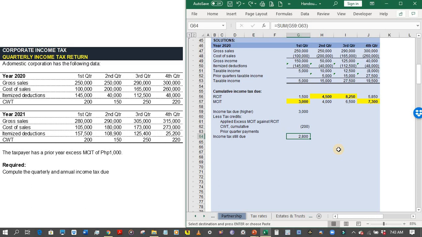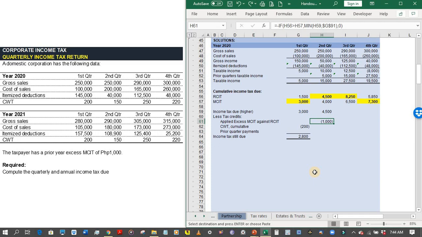So now let us proceed to second quarter. So for the second quarter, the cumulative income tax due is 4,500, which is RCIT, because this is higher compared to the MCIT. And since the higher amount in second quarter is already the RCIT, it means that we can now apply the excess MCIT against 4,500. And the amount allowed as a deduction from the 4,500 shall be the lower amount between the 4,500 and the available excess MCIT, which is 1,000 pesos. Of course, the lower amount is 1,000 pesos. That is why we can deduct only up to 1,000 pesos.